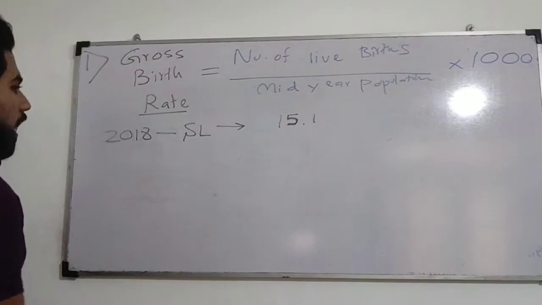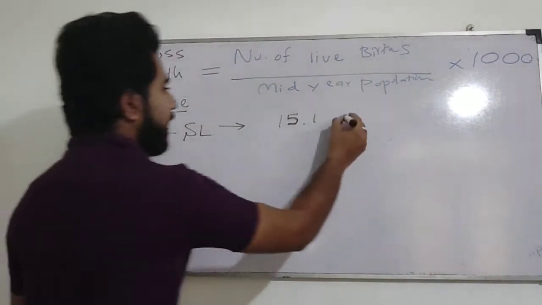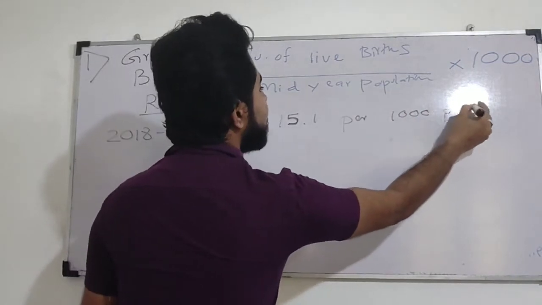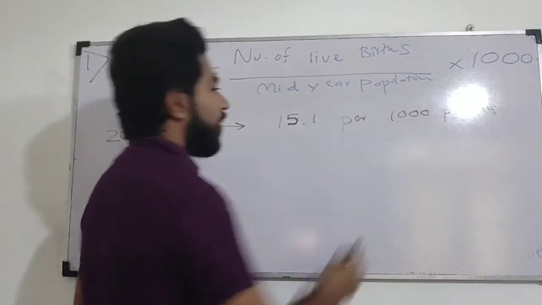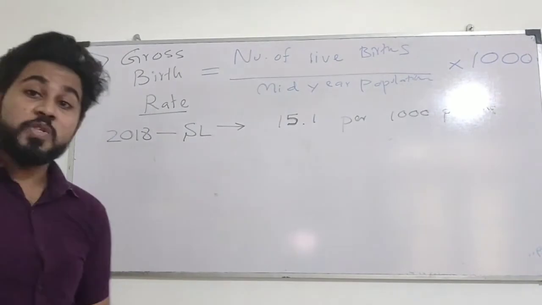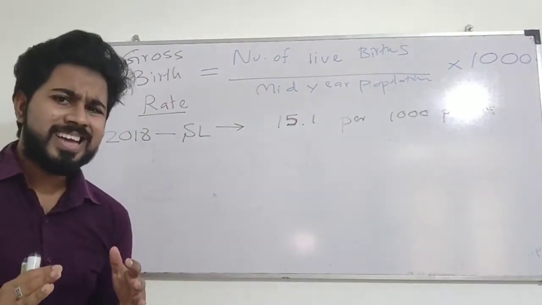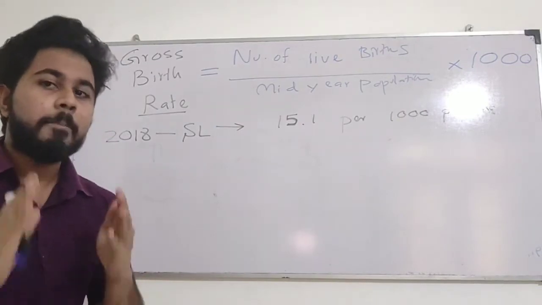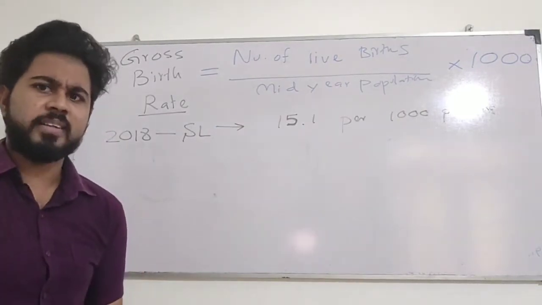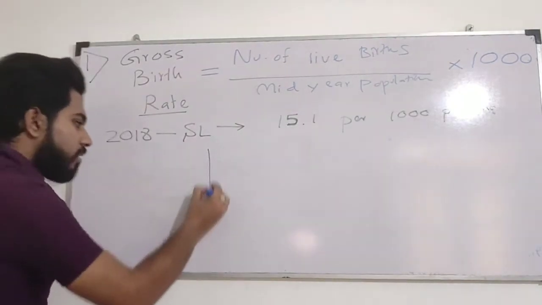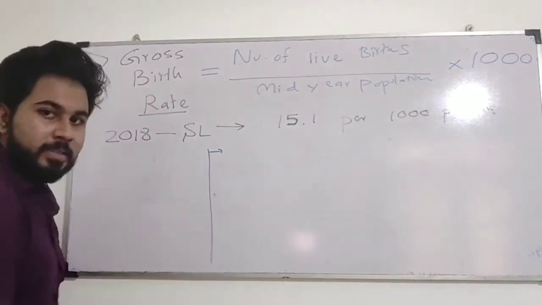Okay. Now, so this is 15.1 per 1,000 persons. Right. Now, it is very important to pay attention towards what kind of factors affect the gross birth rate. What kind of factors affect the gross birth rate? Yes, exactly. There are lots of factors which affect the gross birth rate.